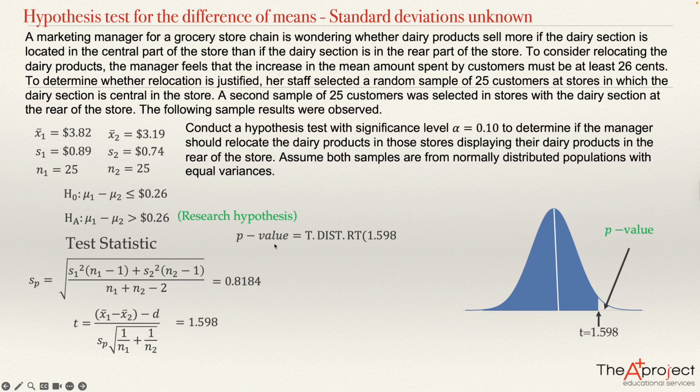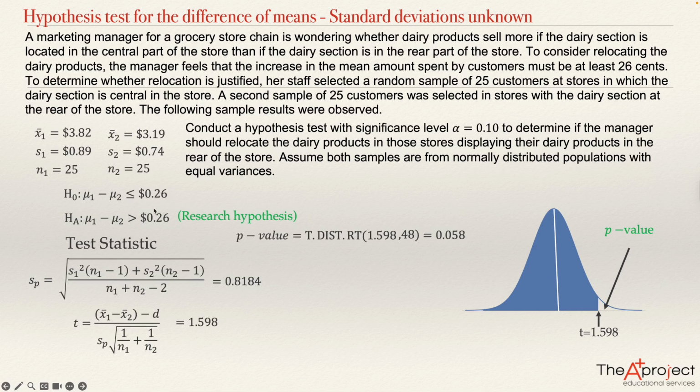Let's compute the p-value, and for the p-value we have the T distribution. I'm going to use the T distribution right tail because it's to the right. T distribution of this number 1.598 that we have found here, and the degrees of freedom, I told you that it is 48. 25 plus 25 minus 2, 48. So we have the degrees of freedom. Press enter and you have the value 0.058. The p-value is smaller than alpha, so we are going to reject the null hypothesis.